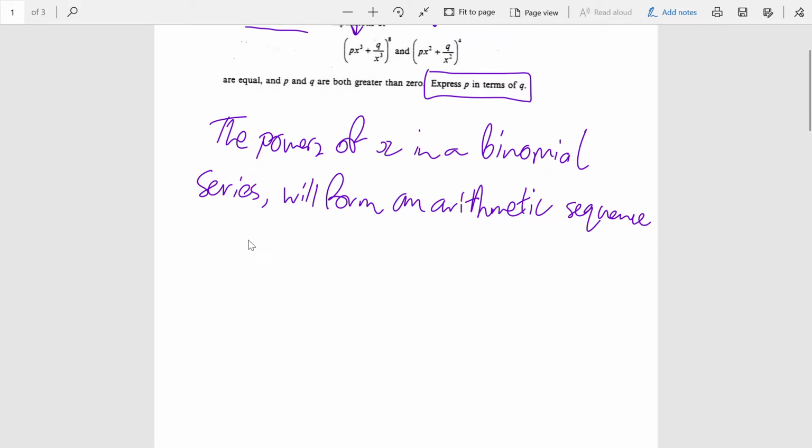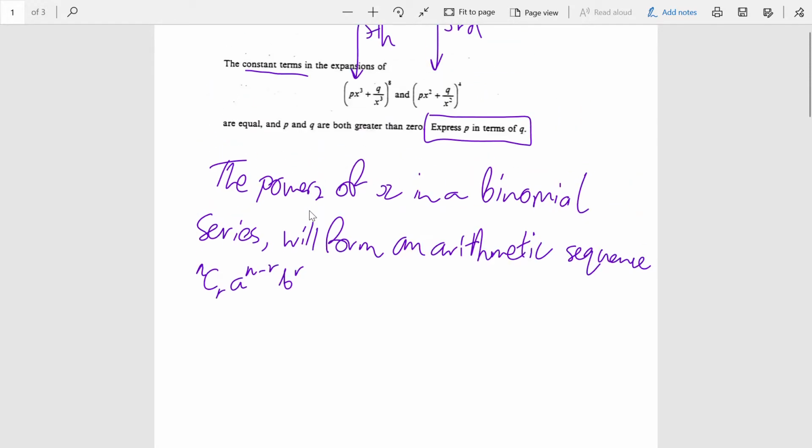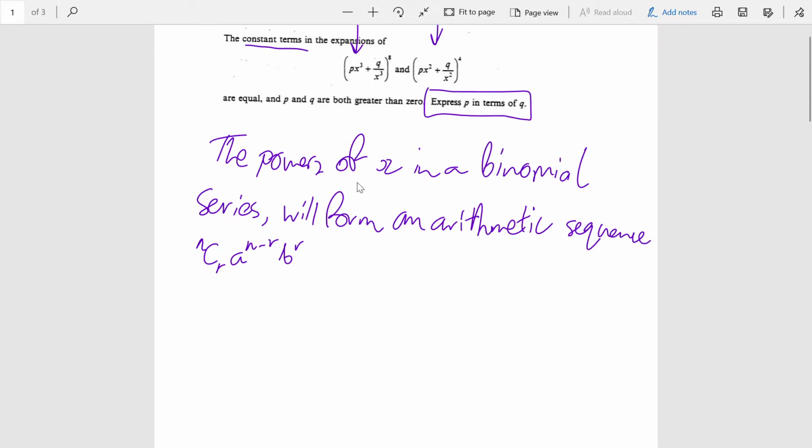So the way that I would suggest you go about it, if you want to be very methodical and single-minded about it, like you just want a guaranteed way out of the question, is to try and find the general term formula for a series. You may recall something like n choose r times a to the n minus r times b to the r for the nth term in a binomial expansion.